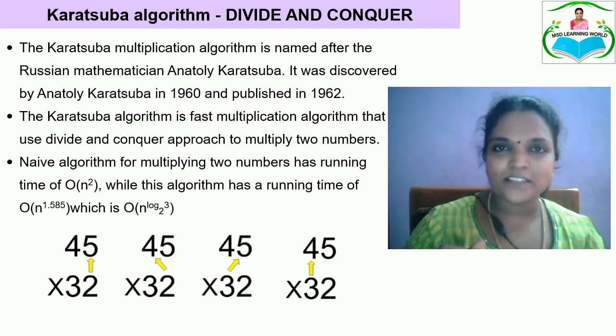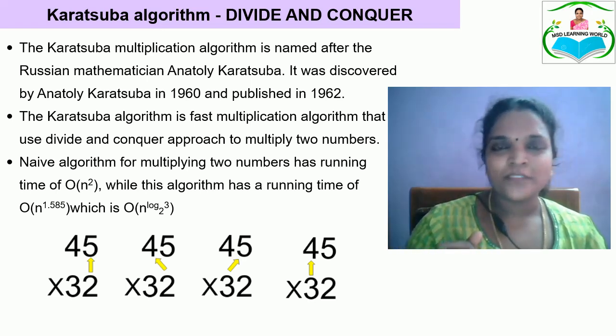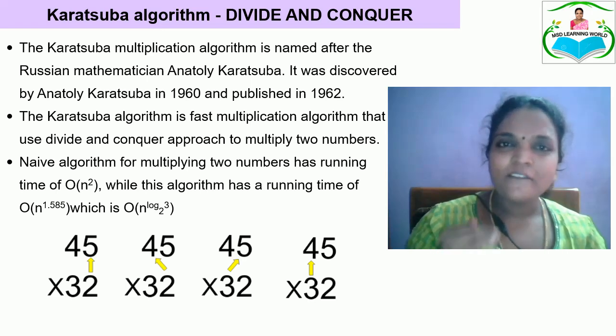Now let us see how to improve the normal multiplication by increasing the performance in terms of time complexity by using Karatsuba algorithm. So this algorithm is a fast multiplication algorithm where by using some formulas it is going to perform the multiplication of two numbers and the time complexity is also going to be improved.